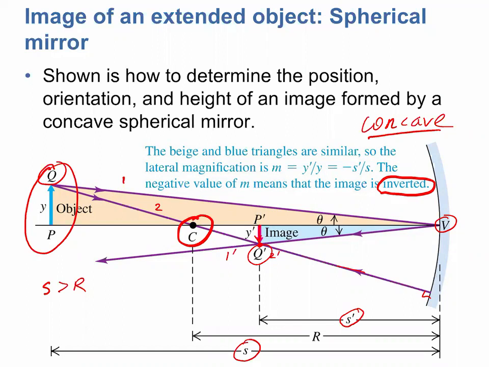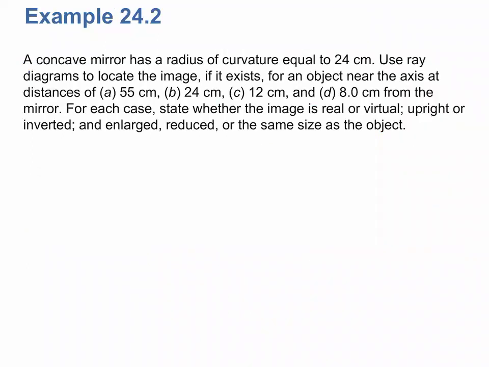Does it mean all the images generated by the concave mirror are real and small and in front of the mirror? No. This is for this particular case. And we're going to see that especially for this type of mirror, concave mirror, you get different cases depending on the object position. And I have this next example demonstrating that. So think like this. We have a concave mirror that has a radius of curvature equal to 24 centimeters. We're going to use ray diagrams to locate the image, if it exists, for an object near the axis at the distance of, and we're given four different distances for parts A, B, C, and D.